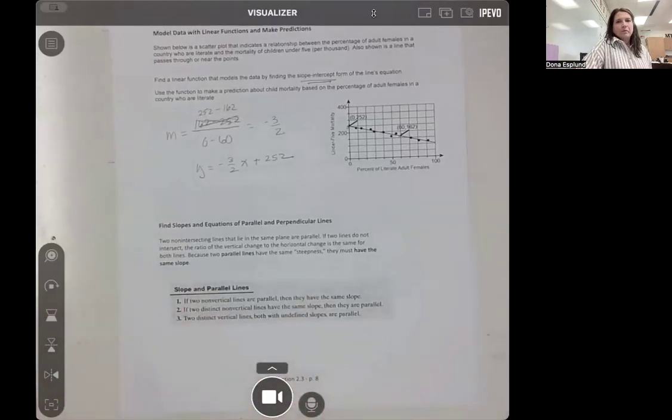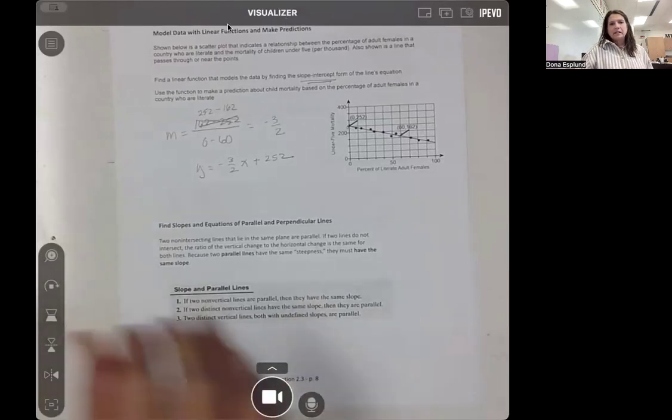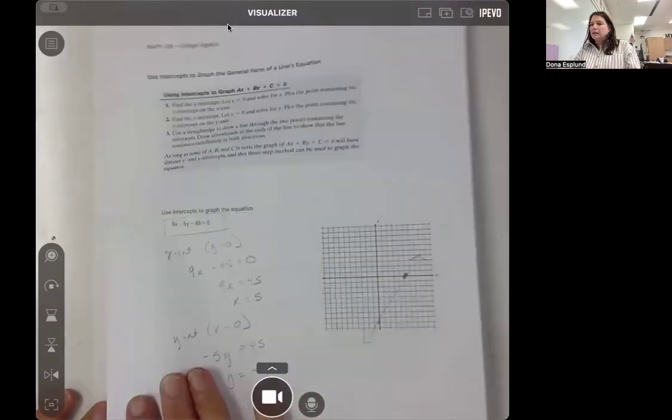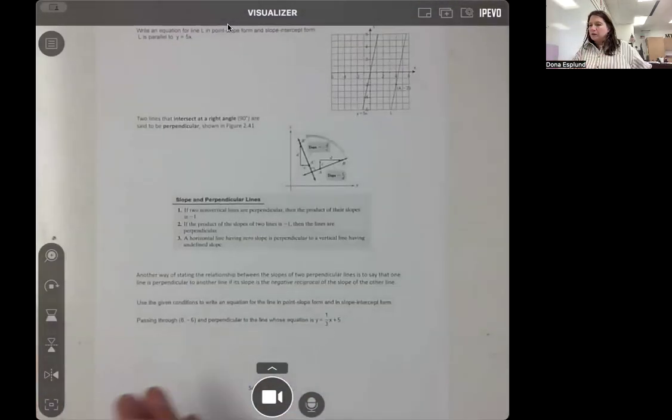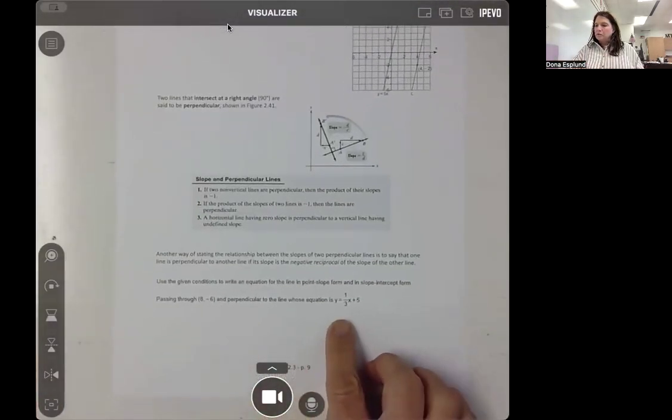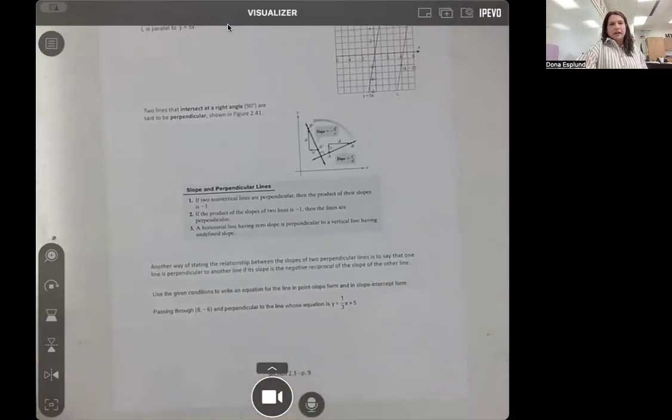Let me show you real quick before I start. I've got Desmos open to our next one. So I've got Desmos, and I went ahead and put one of the equations that we're going to do in just a little bit, which is y equals 1/3 x plus 5. And I noticed that since I'm going up 1 and over 3, in order for me to be perpendicular, I need to do the opposite of that.